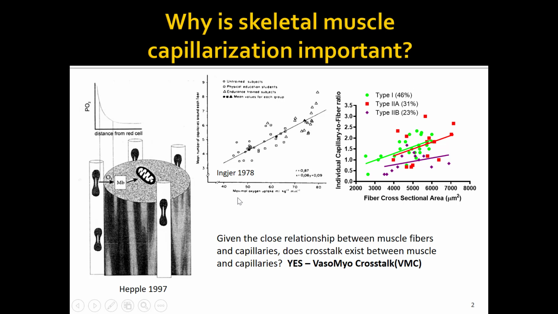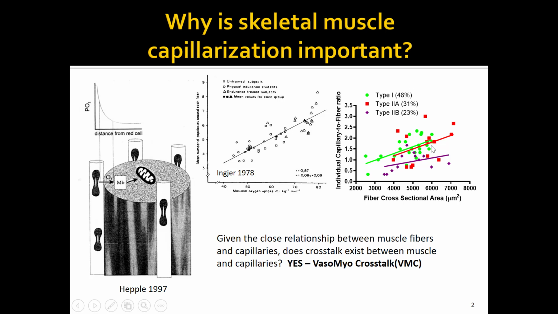And there is a close relationship between mitochondria in the muscle and the number of capillaries, here being expressed as maximal oxygen consumption, having a greater maximal oxygen consumption, having greater muscle capillarization. But also that regulation occurs as a function of the size of muscle fibers.